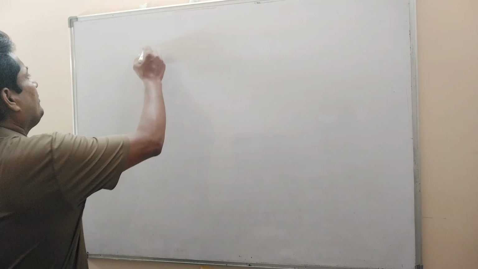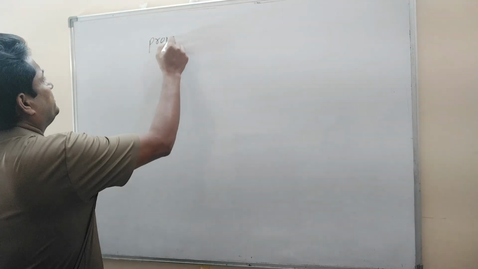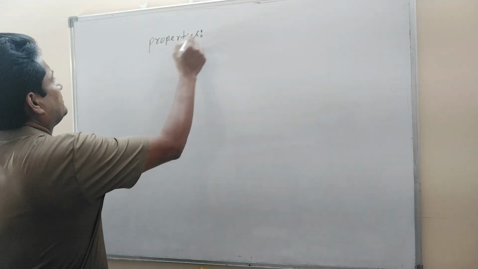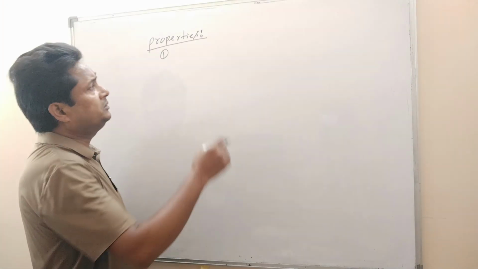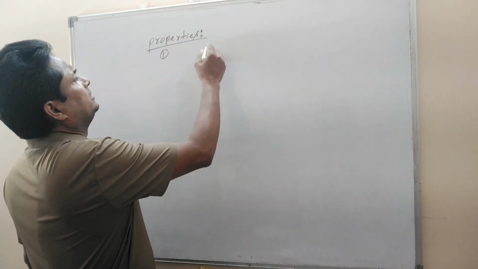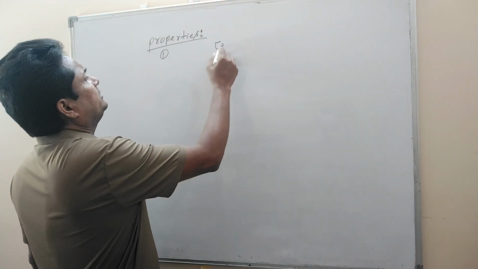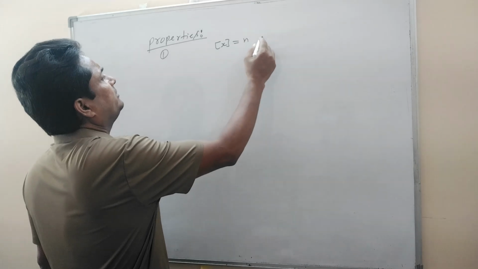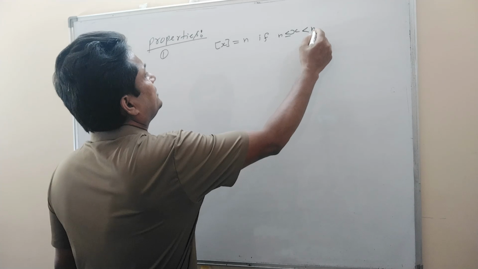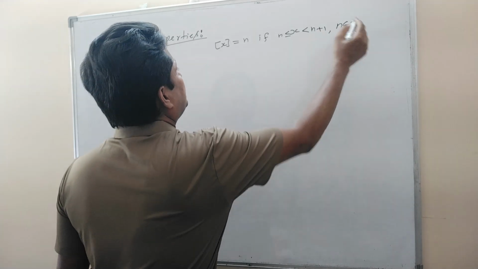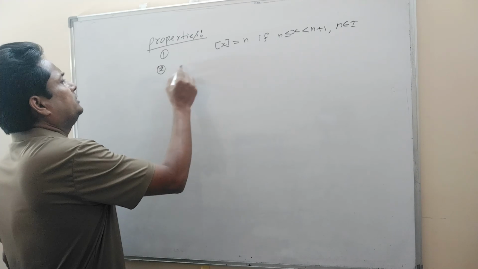We are discussing the greatest integer function. So now let's discuss properties of the greatest integer function. Properties. First property is what I told you: greatest integer of x is equal to n if x is greater than or equal to n and less than n plus 1, where n belongs to integer.